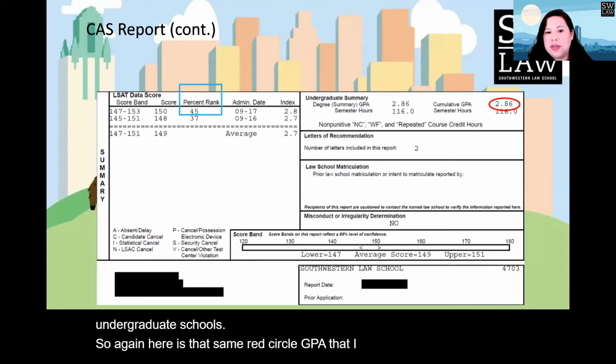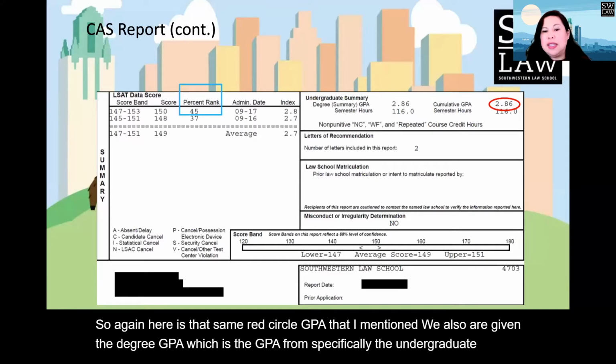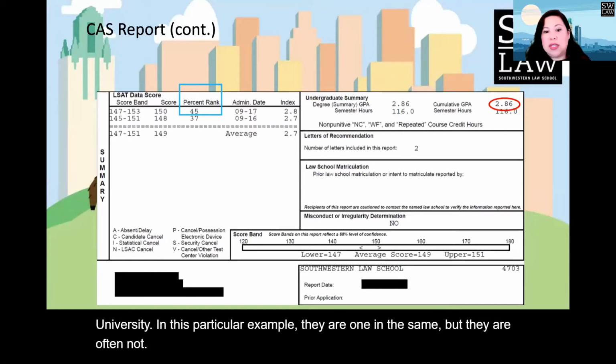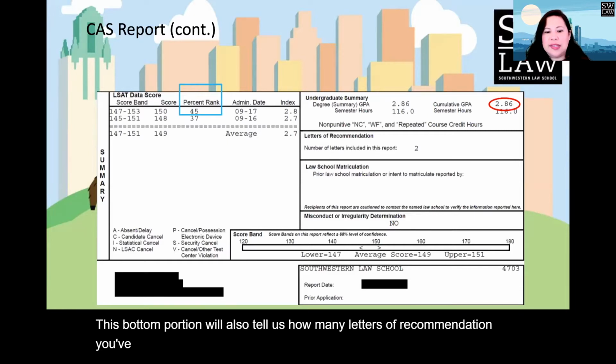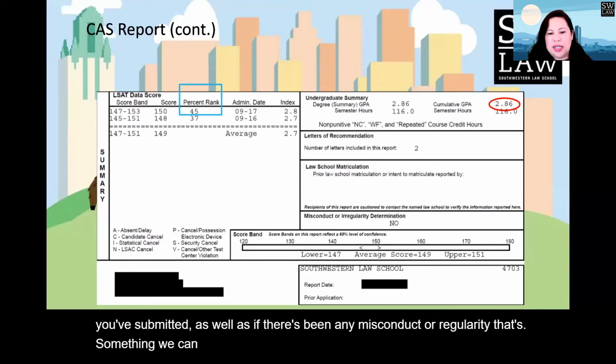We also are given the degree GPA, which is the GPA from specifically the undergraduate university. In this particular example, they are one and the same, but they are often not. This bottom portion will also tell us how many letters of recommendation you've submitted, as well as if there's been any misconduct or irregularity. That's something we can touch upon later, and lets us know if you have attended any other schools.